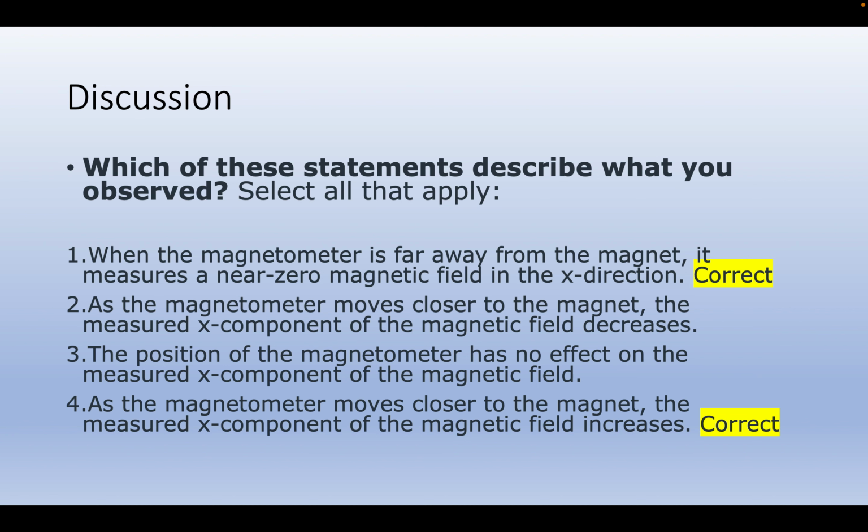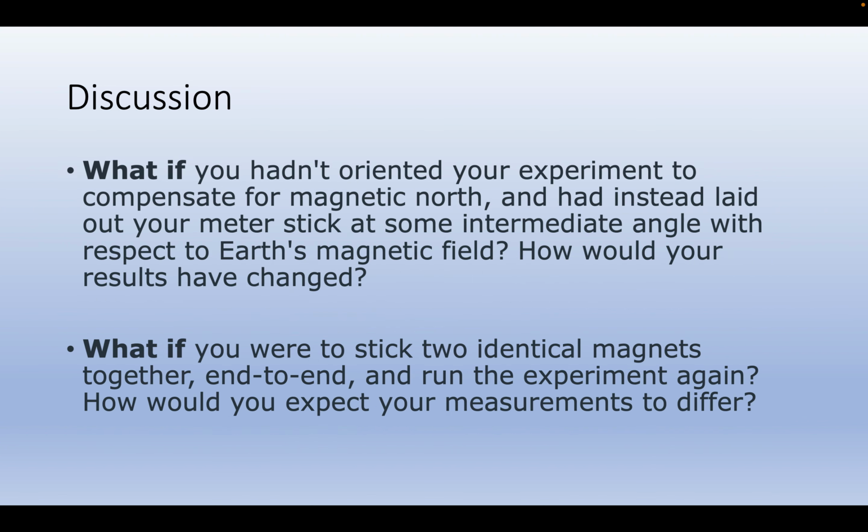So for the discussion questions, which we were asked to answer, the only ones that applied here were numbers 1 and 4. For the what if questions, so what if you hadn't oriented your experiment to compensate for magnetic north, had instead laid out your meter stick at some intermediate angle? So this would have skewed the data because we would have had to compensate for the magnetic field due to Earth in another way. So we would have had to rearrange how we conducted the experiment.